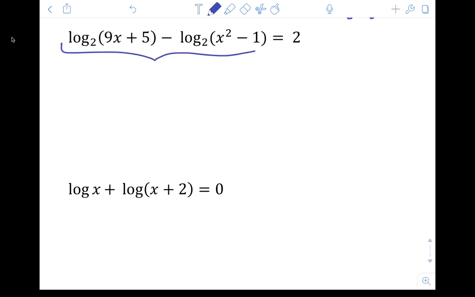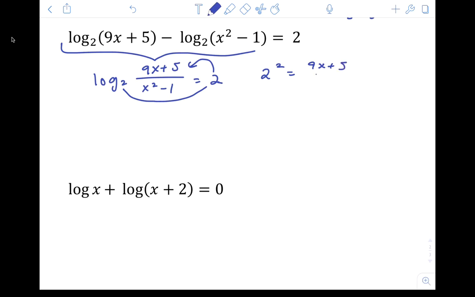We're going to condense this time through division because we have subtraction. So I've got 9x plus 5 over x squared minus 1. That is supposed to equal 2. When you loop swoop here, you've got 2 to the second equals all that business. 2 to the second is 4. You could make that 4 over 1 and you could cross multiply.